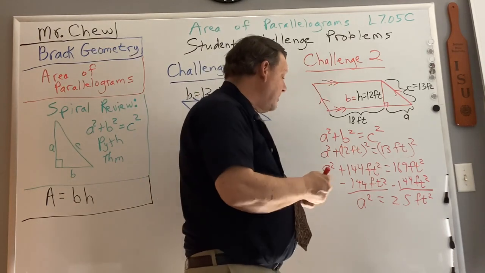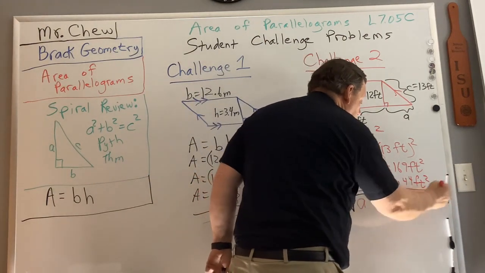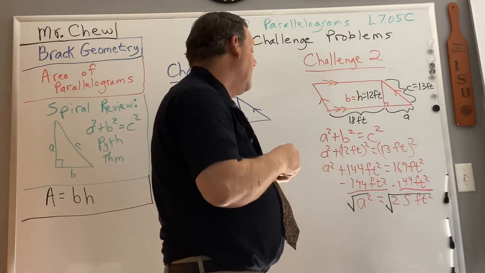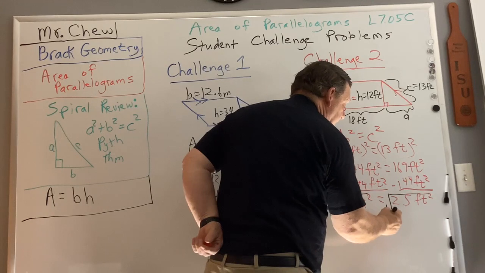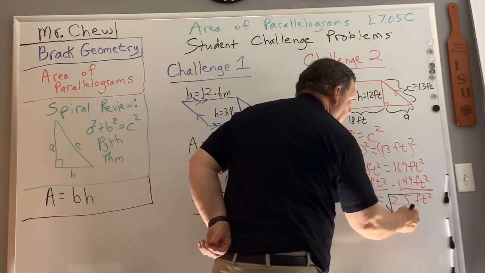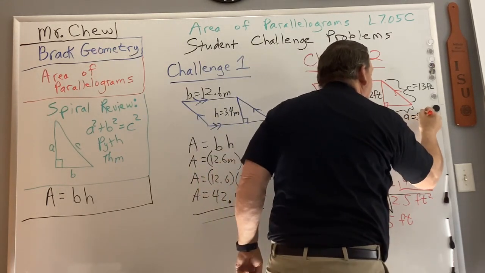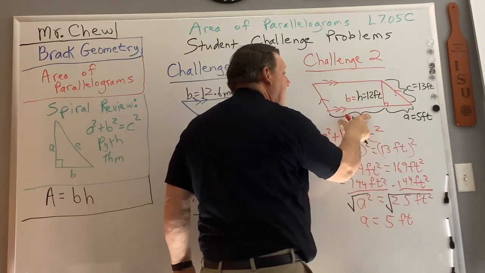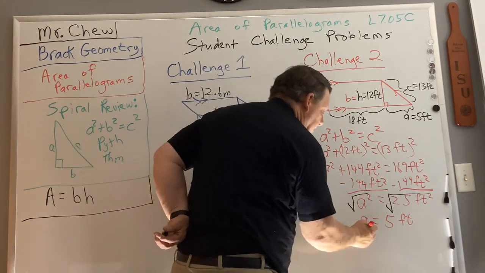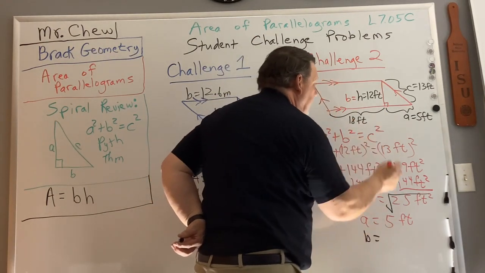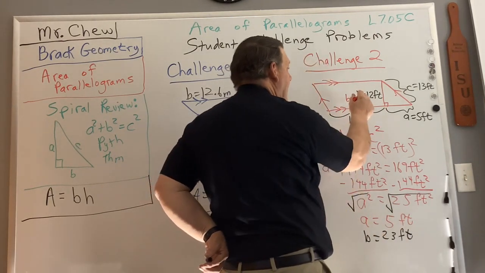The next inverse operation, the inverse or opposite of a square, is a square root. So I take the square root of both sides. And the square root of A squared is A. The square root of 25 is 5, and the square root of feet squared is feet. So I know that this is 5 feet now. And I also know that 18 plus 5 is going to be my base. So my base is 18 plus 5, which is 23 feet. And I know that my height is 12 feet.